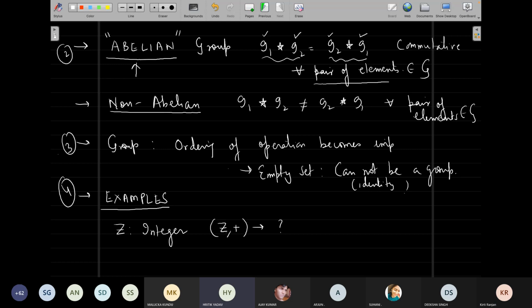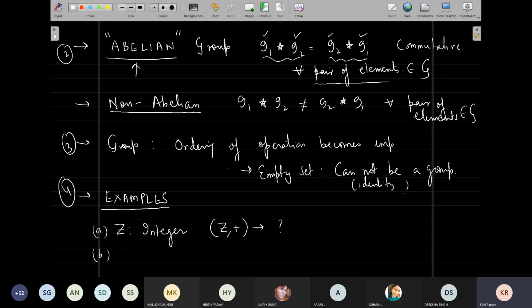So closure is there: the addition of integers is an integer. Yes, okay. What about the identity? It will be zero. Zero is the identity element. What about the additive inverse? The negative of the element. Minus of that. Okay. What about associativity? Okay, I do not need to worry about associativity.